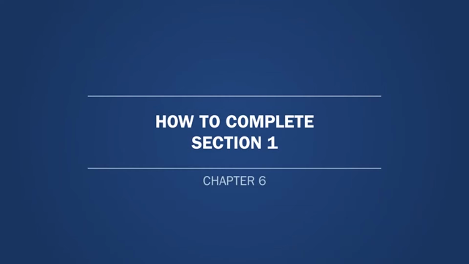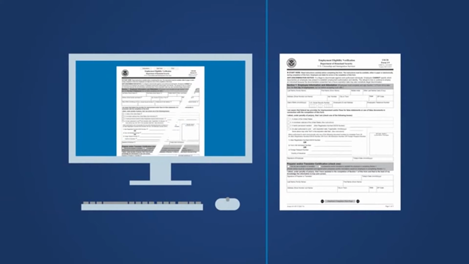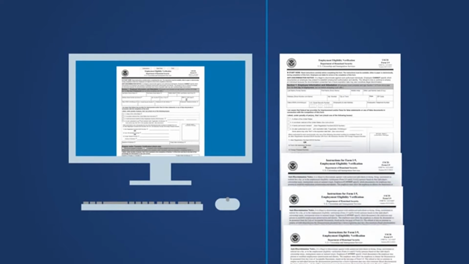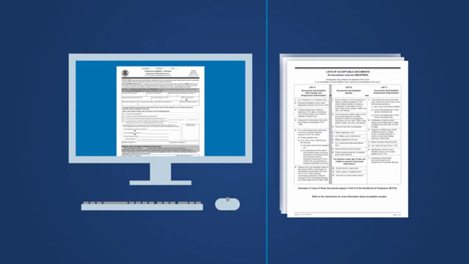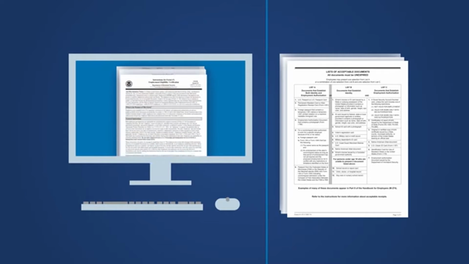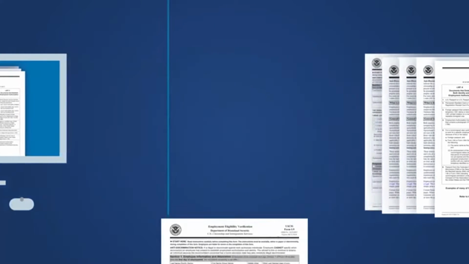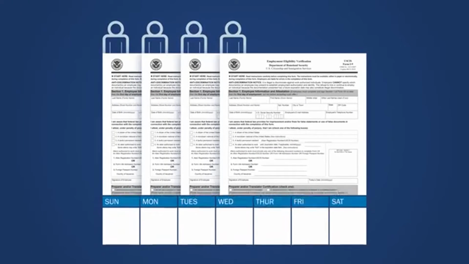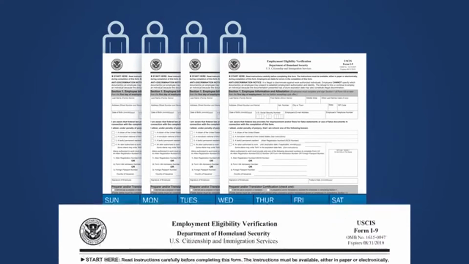Now, we'll discuss how employees must complete Section 1 of the form. Employers must use the most current version of the form, which may be completed on a computer or on paper. Employers must ensure that employees have access to the form instructions and lists of acceptable documents either by providing employees with printed copies or ensuring employees have access to them online. Section 1 is completed by each new employee on or before his or her first day of employment.